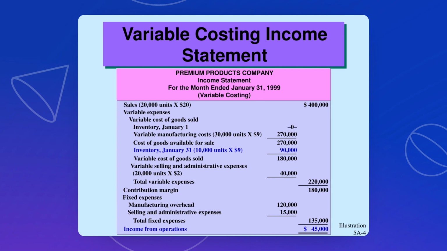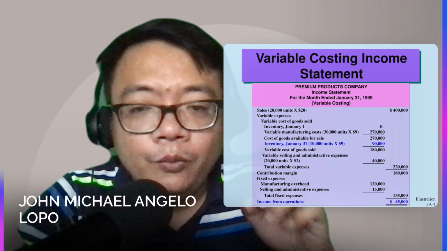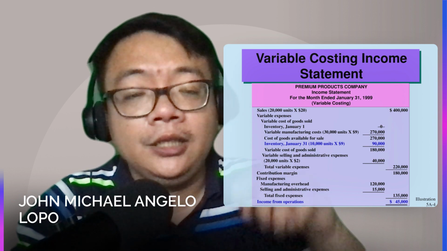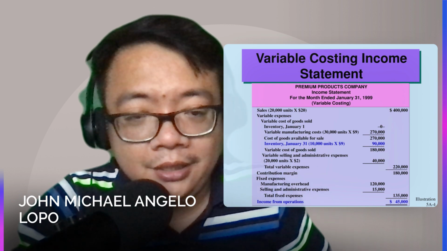Cost of goods available for sale is 270 since you have 0. Then, inventory, January 31, 10,000 times 9, you have 90. And the variable cost of goods sold is at 190. Please take note, ito class ang sinasabi ko kanina. When you compute for the variable cost, it includes all your variable overhead, including your variable selling.